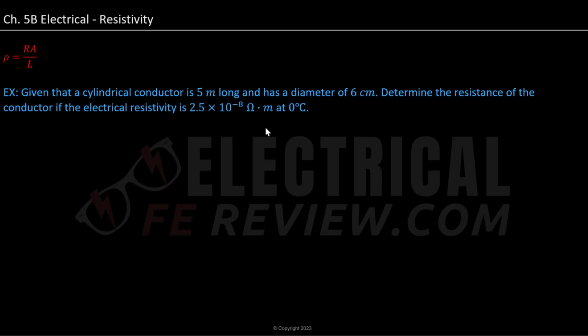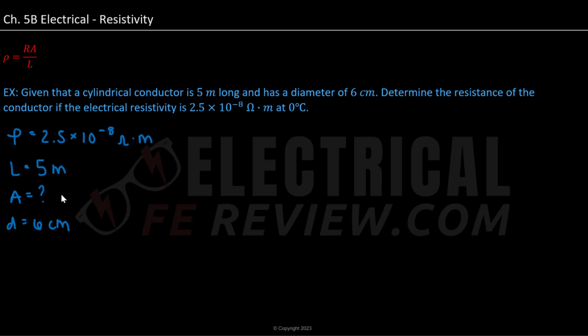Now, starting off, we can first go ahead and see what we need to solve for. In this case, it is asking for the resistance, which is R in our formula. We can also go ahead and note our given information. So they gave us our electrical resistivity, which is ρ, and they note that it is 5 meters long with a diameter of 6 centimeters. So we know that our 5 meters is our length, and our diameter is in our area, but we can use diameter to solve for area. So let's go ahead and make a note of these.